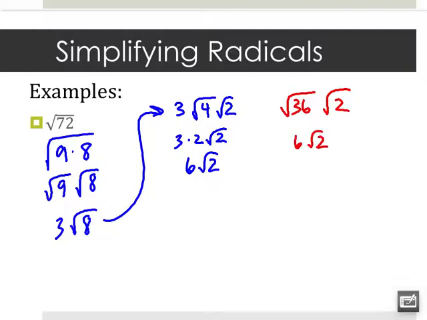Is one of these more correct? No. No, just look, same. Just a different way to get there. As long as you get there, that's all that matters. So as you start breaking down that radical, when you get to the point where you think you're done, you want to ask yourself, do I have all the perfect squares out of there?